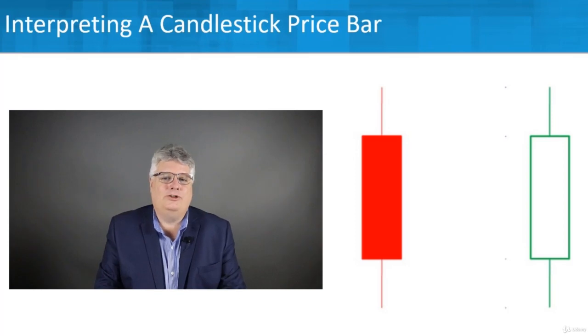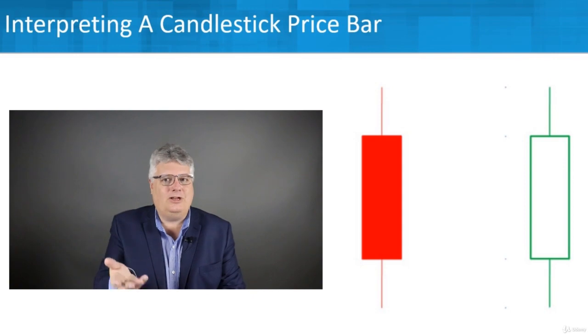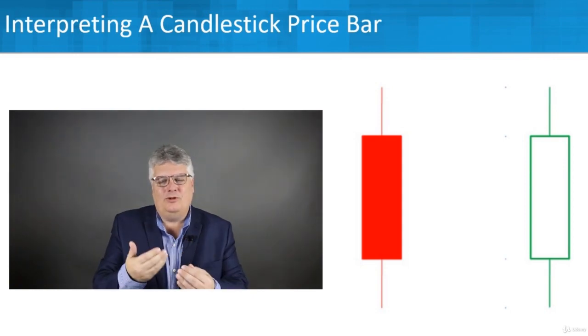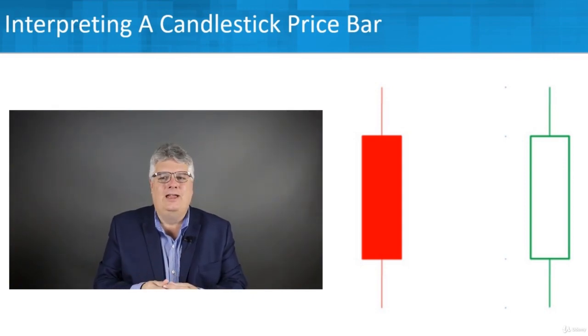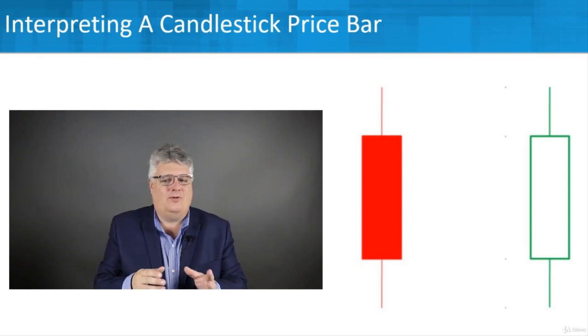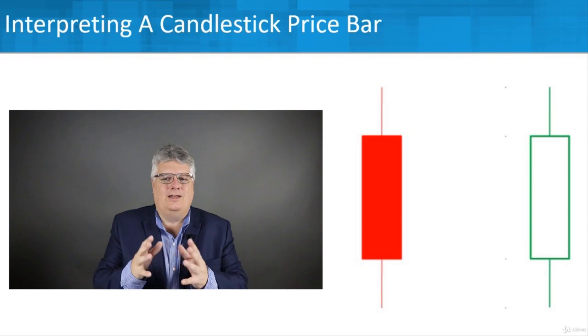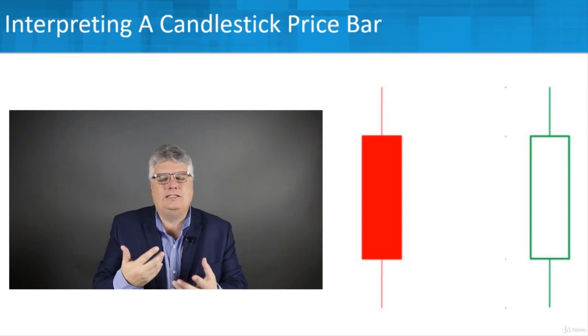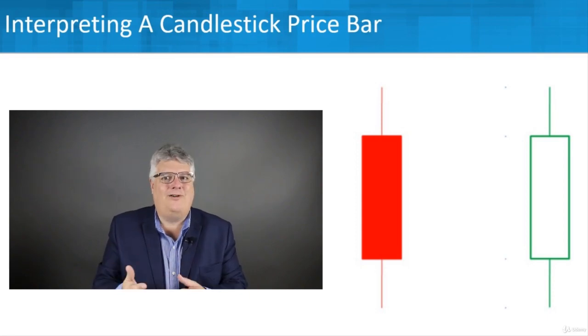Well, the first thing we need to do when we're talking about candlesticks is understand what they're trying to tell us, right? They're trying to tell us something. And so we need to be able to interpret what the candlestick, the price bar, is trying to tell us. If you look at this example here, we have a red one and a white one. And these candlesticks are trying to tell us something about the pricing, the range of prices, the opening and the close, whether it was up or down. But we need to learn how that works.